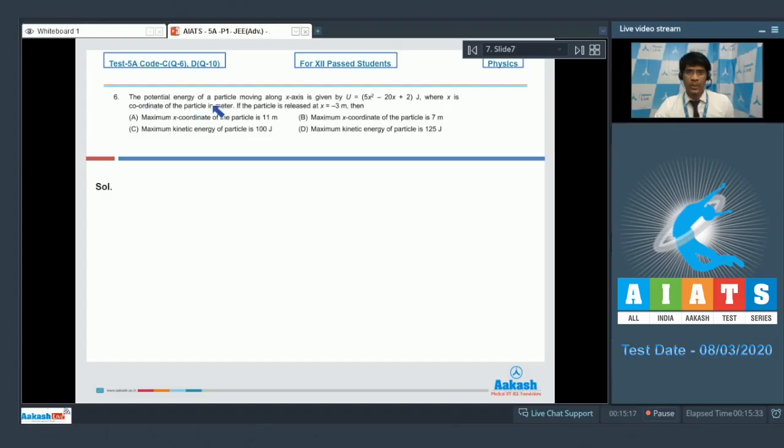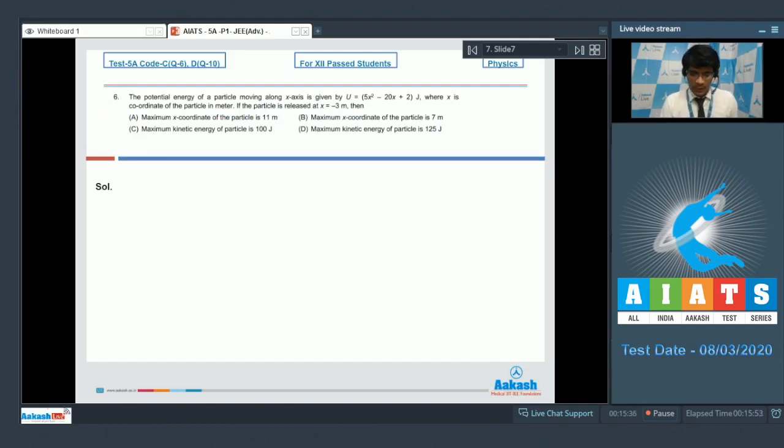The potential energy of a particle moving along the x-axis is given by U = 5x² − 20x + 2 joule, where x is the coordinate of the particle in meters. If the particle is released at x = −3 meter, then we need to find which of the following options are correct.